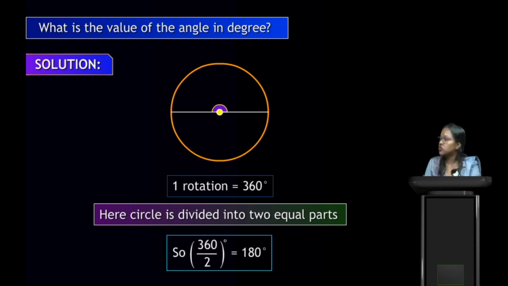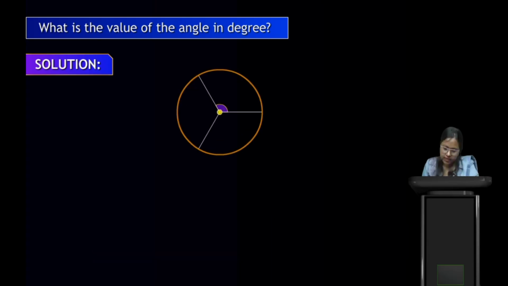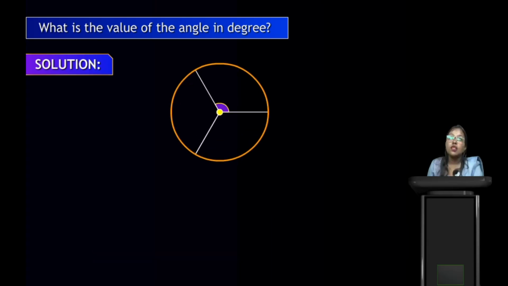So as the circle is divided into two equal parts, it gives only half rotation, and full rotation is 360. So half rotation means 360 by 2, right? So 360 by 2 means 180 degrees. Now see how many equal angles it created, how many equal parts of angles we can see. Very good, total 3 parts.